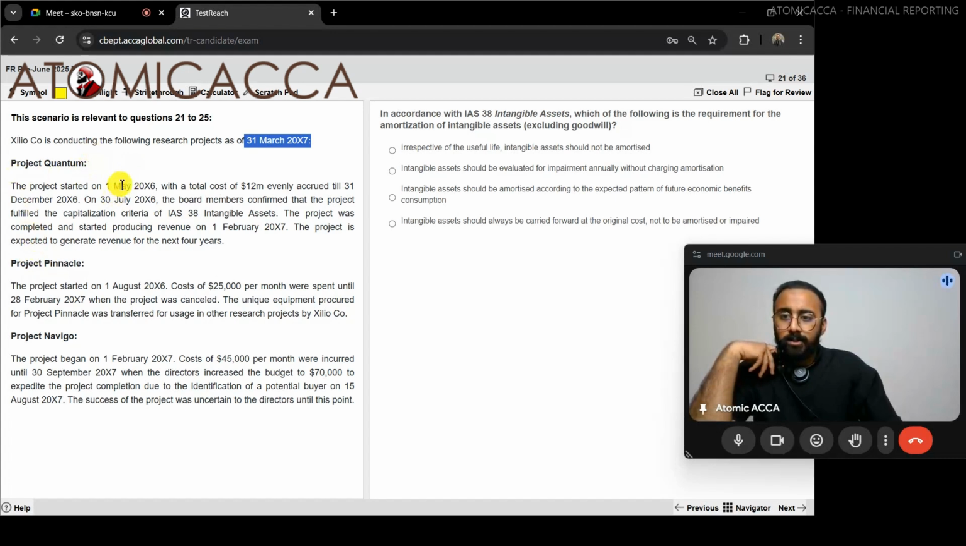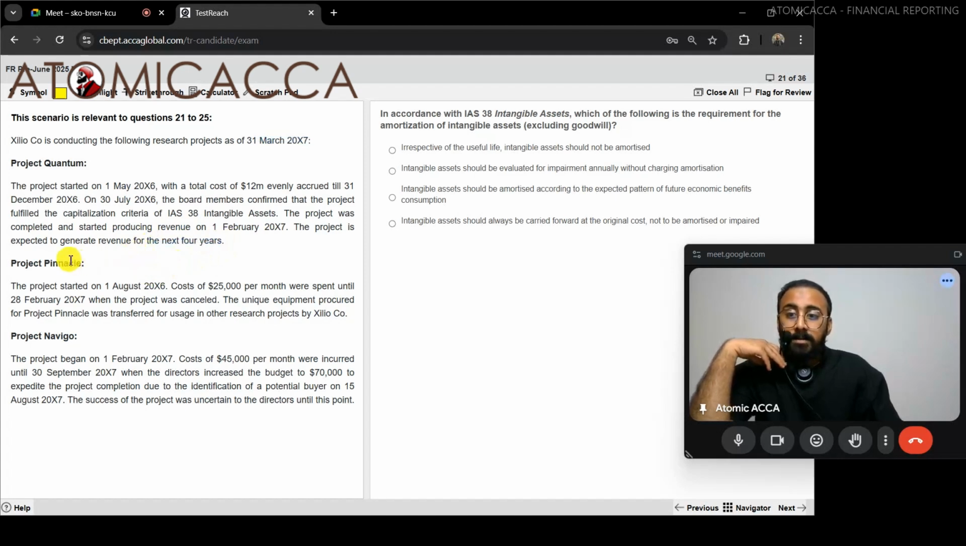Project was completed and started producing revenue on 1st February X7. Year ending is 31st March X7. 1st Feb to 31st March is not 1 month, it is 2 months. So 2 months of amortization is there. Then the project is expected to generate revenue for the next 4 years.